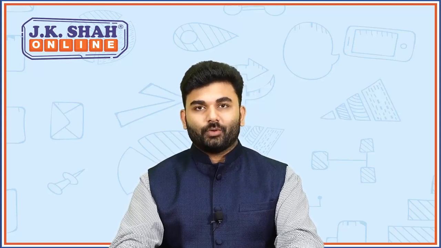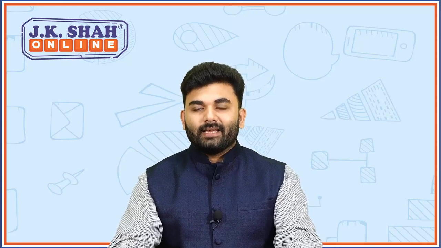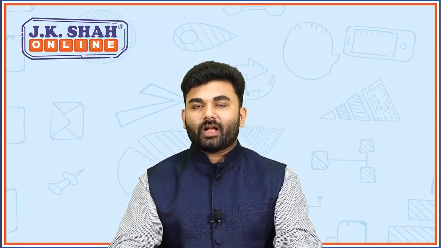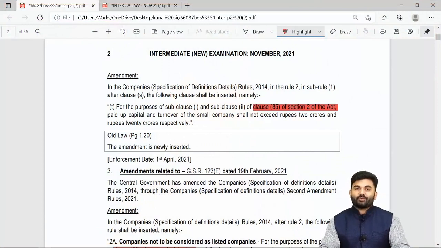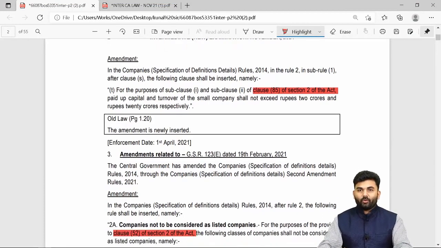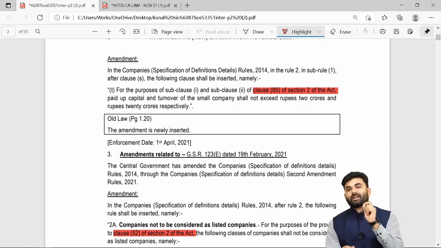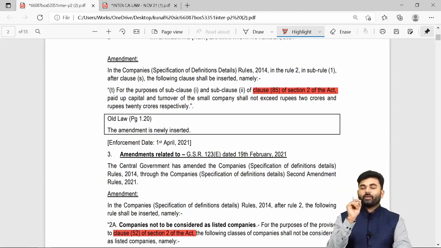Yes, in this lecture, we are going to cover the amendments which are given inside the revisionary test papers issued for December 2021 exams. This lecture will help you to make necessary changes inside your JK Shah Classes textbook. I hope that you will be having a textbook called JKS's textbook. So you need to make certain necessary changes in that textbook.